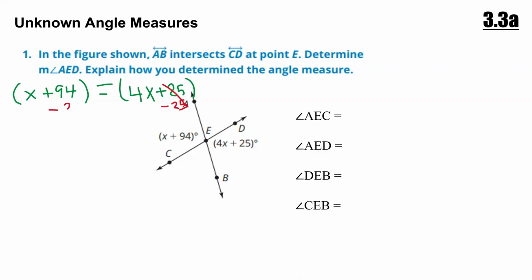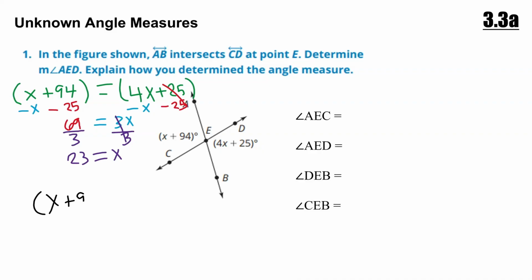Subtract 25 from both sides, and then subtract x from both sides to get 69 equals 3x. Finish the problem by dividing both sides by 3 to get 23 equals x. Next, substitute the value of x for one of the angles. For instance, using x plus 94 would become 23 plus 94, which is 117. Next, label the angles. Both will be 117 because they are vertical angles.